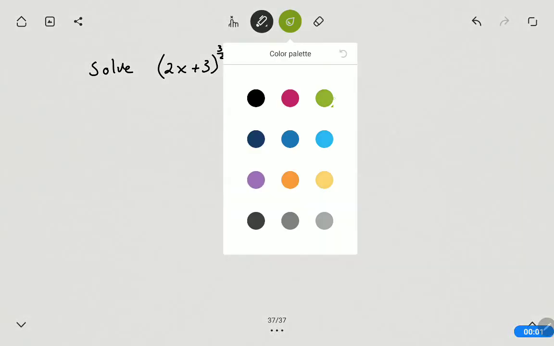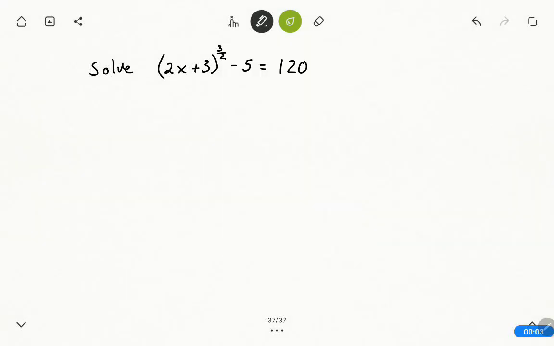Okay, in this example, we're going to solve this equation with a rational exponent. The general process depends on how many rational exponents we actually have. I only have one rational exponent, one set of parentheses. So I'm going to get rid of the stuff outside, get rid of the exponent, then get rid of the stuff inside. So going through, get rid of the stuff outside, add 5 to both sides.